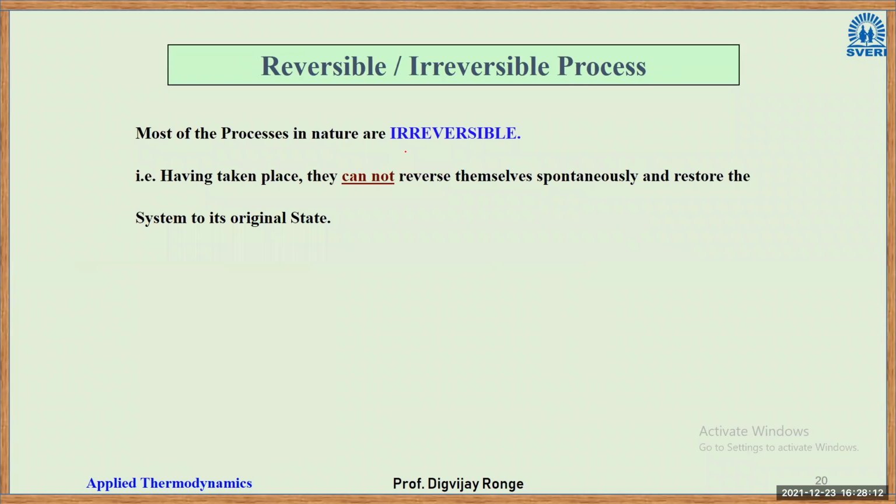Most of the processes in nature are irreversible, like giving birth to a baby, right? Humans give birth to babies. We cannot reverse that process. The baby cannot go back. So that way, there are irreversible processes that we will also see. Having taken place, they cannot reverse themselves spontaneously and restore the system to its original state. So some things cannot be reversed.